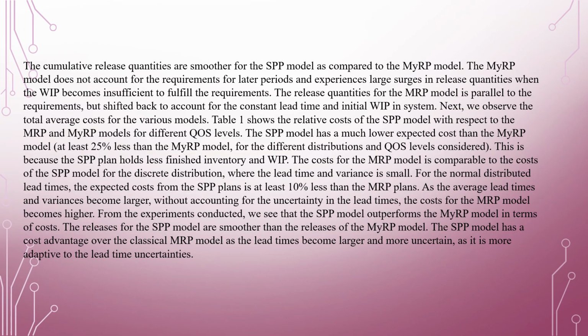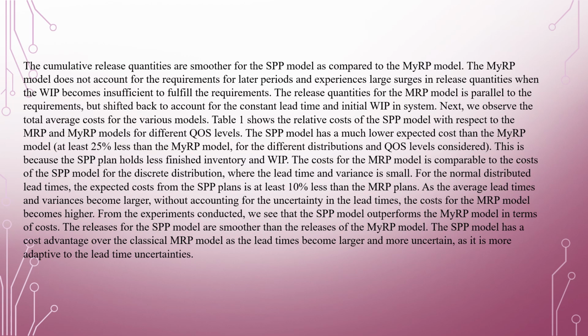The cumulative release quantities are smoother for the SPP model as compared to the MYRP model. The MYRP model does not account for the requirements for later periods and experiences large surges in release quantities when the WIP becomes insufficient to fulfill the requirements. The release quantities for the MRP model are parallel to the requirements but shifted back to account for the constant lead time and initial WIP in the system.